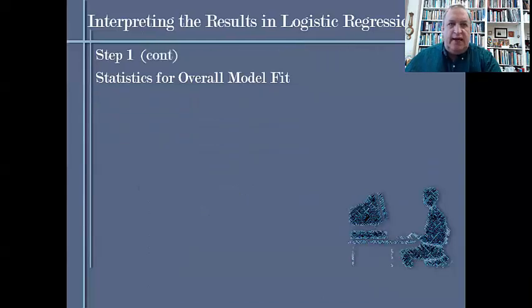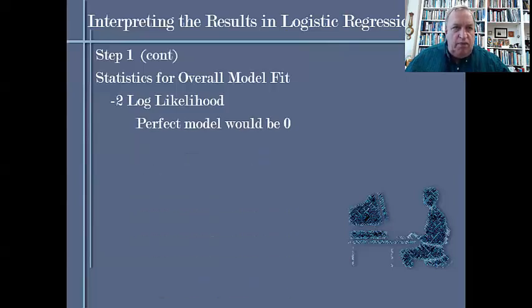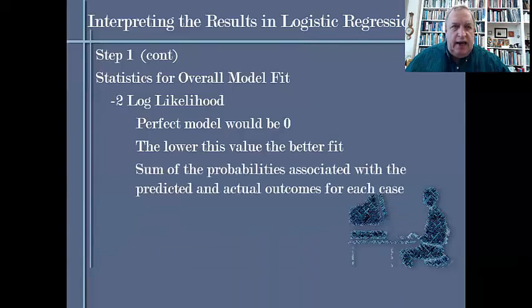Continuing on in that same idea, we get the statistics for the overall model fit. And here we're going to get the -2 log likelihood. A perfect model would be 0. So the lower this value is, the better the model fit is for making accurate predictions. And this is the sum of probabilities associated with the predicted and actual outcomes for each case.